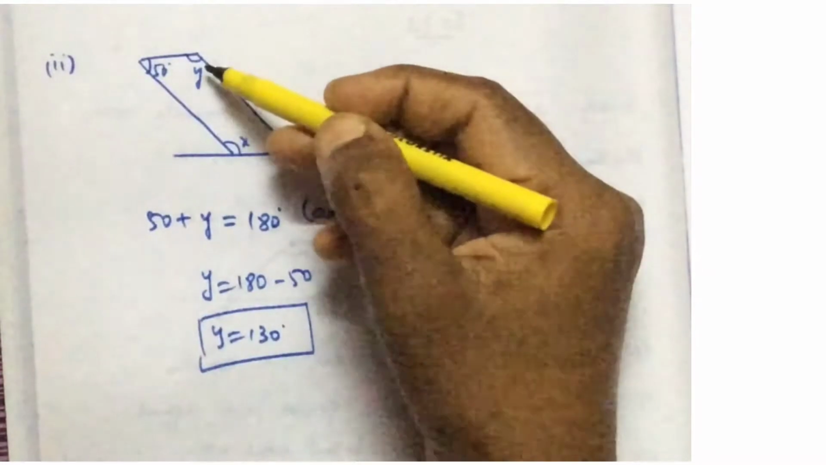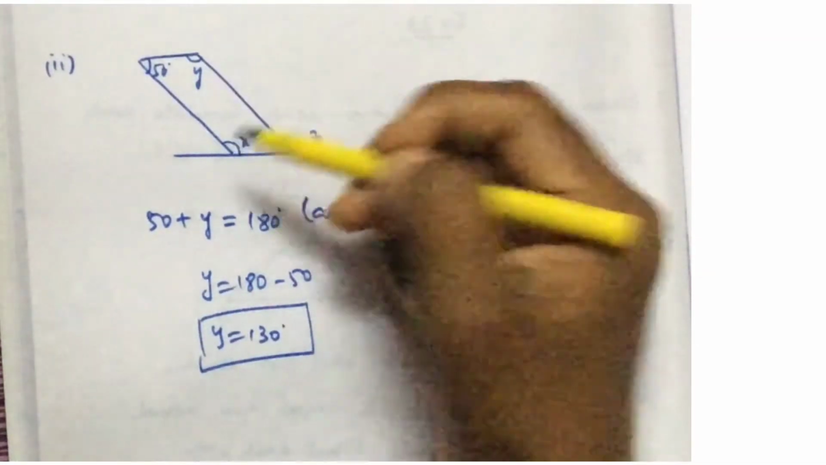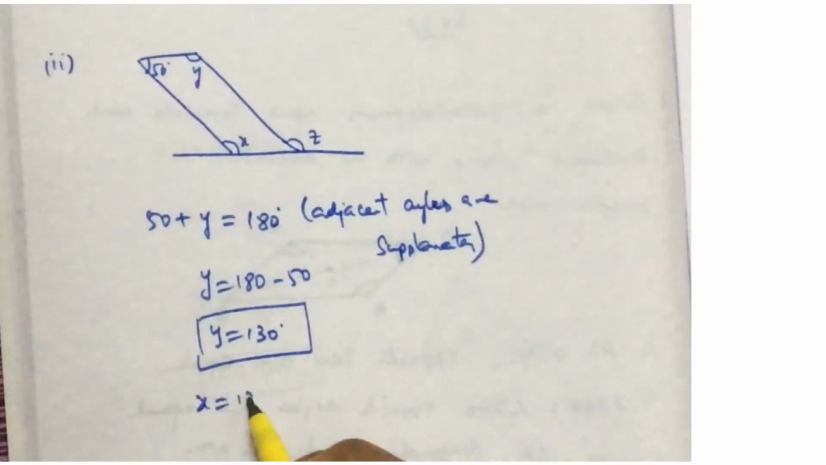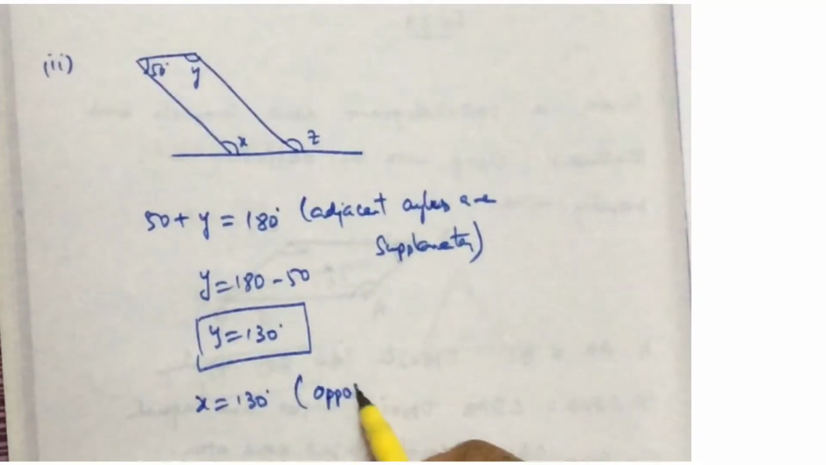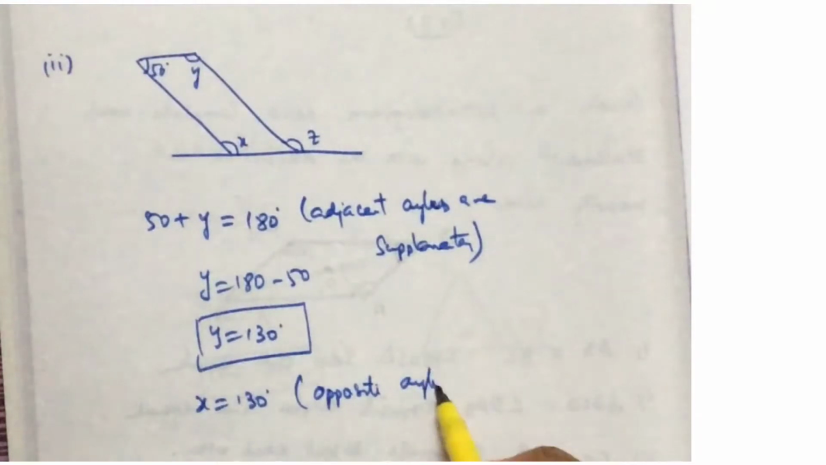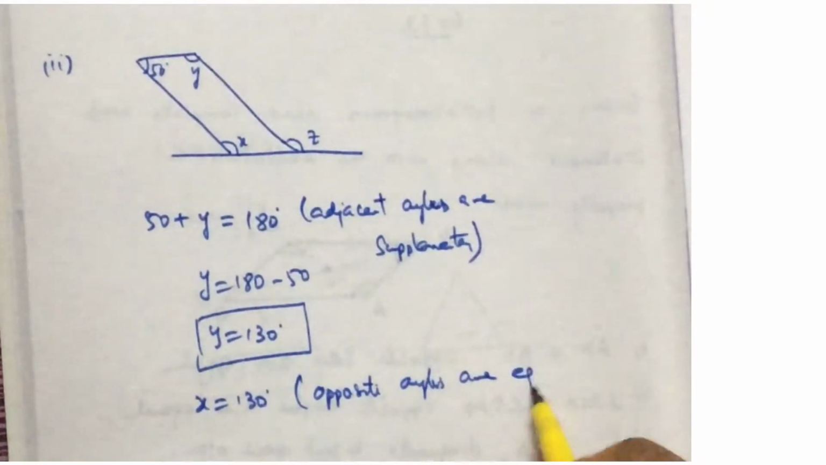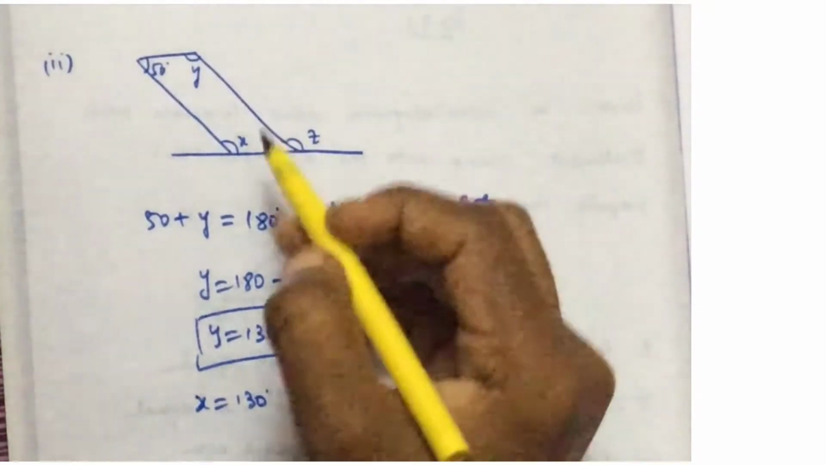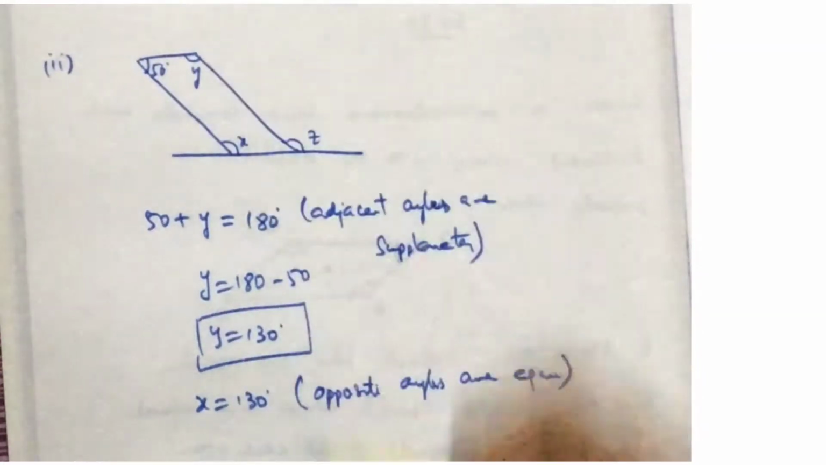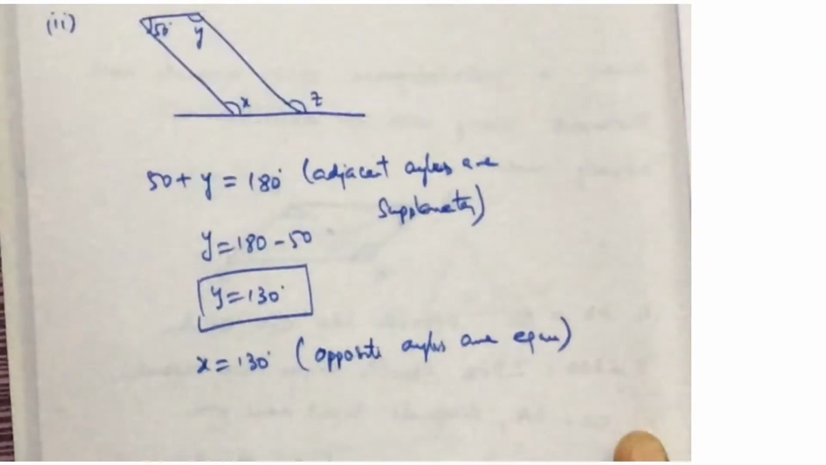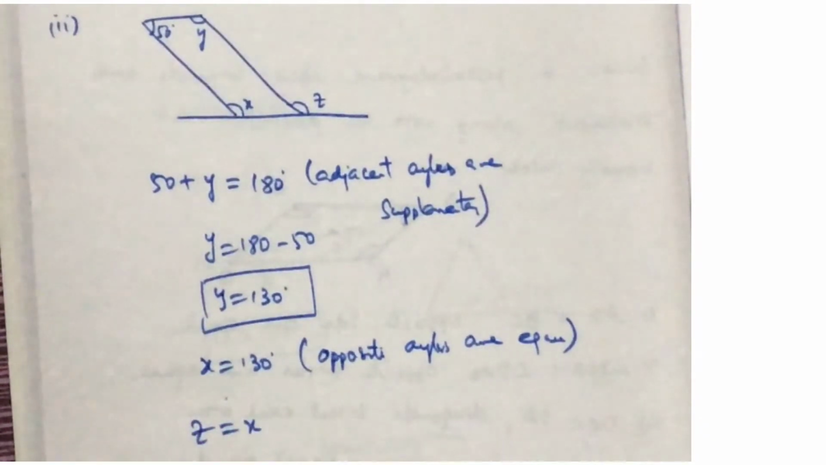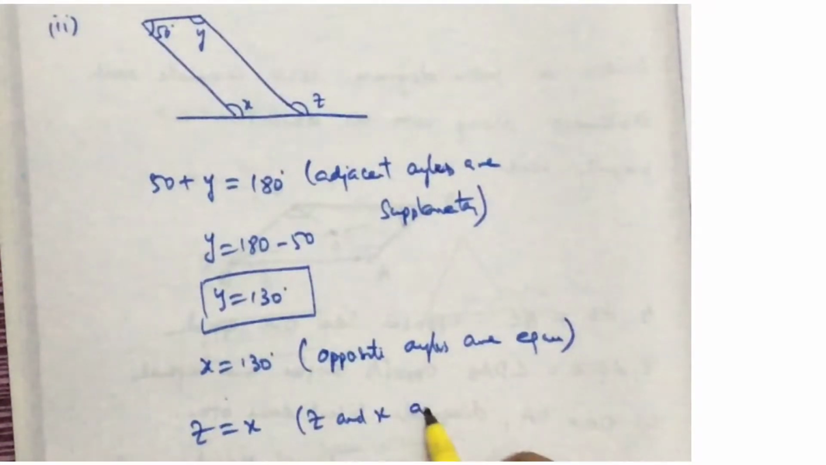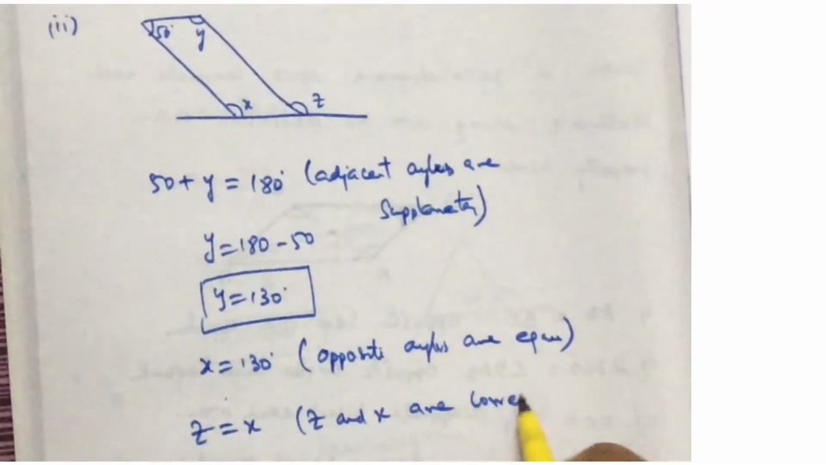So, if this y is 130, what is this x? X equal to 130. Why? Opposite angles are equal. This x is 130 because x and y are opposite angles. Another thing, what is z? Z is equal to x. Why? Because z and x are corresponding angles.